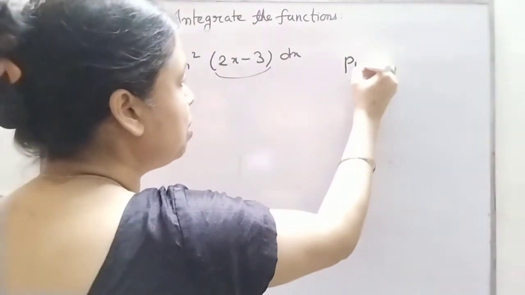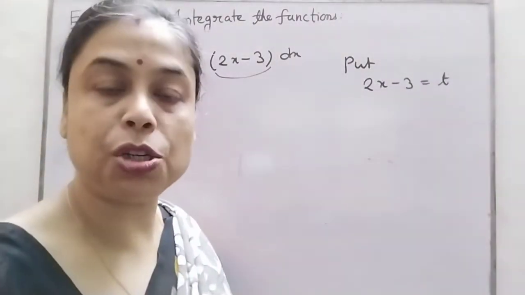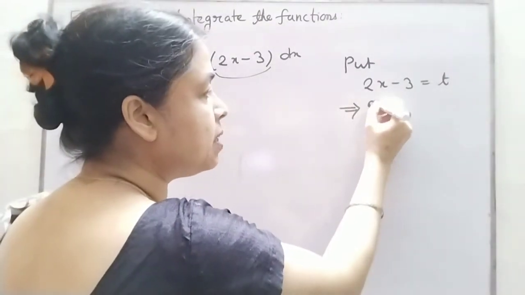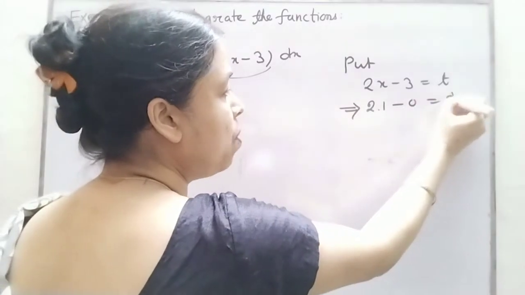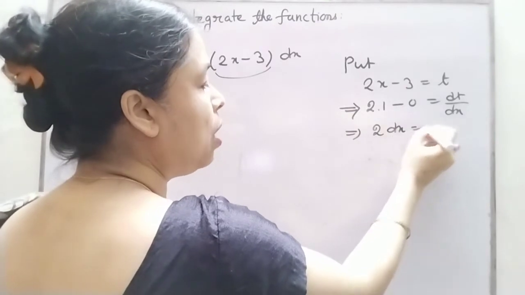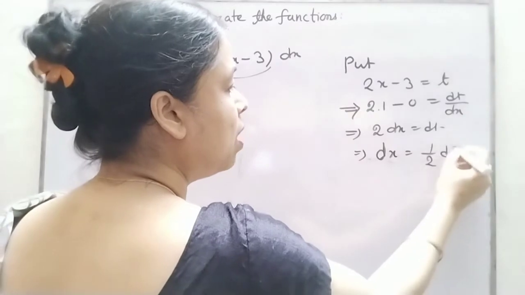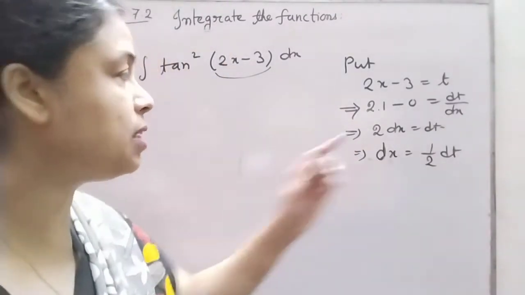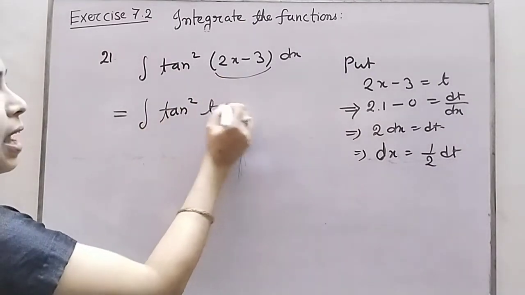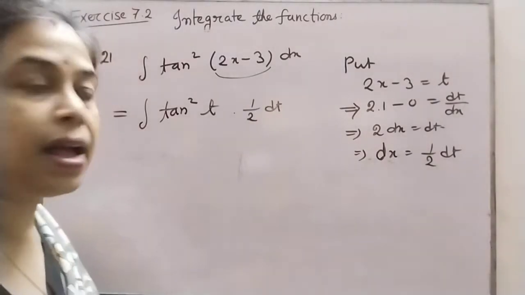So I have substituted first twice x minus 3 equal to t. Remember your substitution in this chapter. Substitution is very important. Now take derivative. d by dx of twice x is 2, d by dx of 3 is 0. It is dt by dx. So if I bring it to the left side, 2 dx equal to dt, that is dx is equal to half of dt. So half I just bring to the left side, and then it becomes tan square t, and here it is half of dt. As I told you earlier, half is a constant.